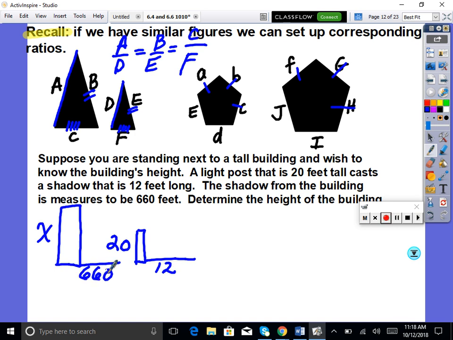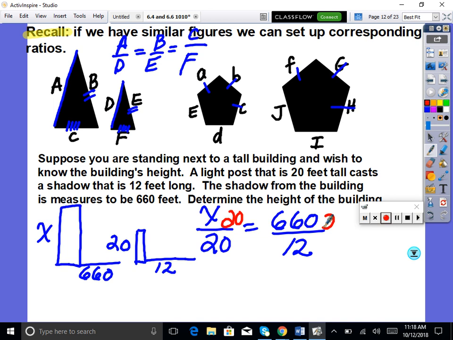Well, aren't those similar figures? Yeah, those are similar figures. Set up a ratio of corresponding sides. So X corresponds to 20. And that will be equal to 660 over 12. So then, couldn't I just algebraically times 20 up here? What's the opposite of divide by 20? Times by 20. So I'm going to times both sides by 20. And now X is alone. So grab your calculator. Somebody should be typing in 660 times 20 divided by 12. What is it? 1,100. Thank you. Awesome.